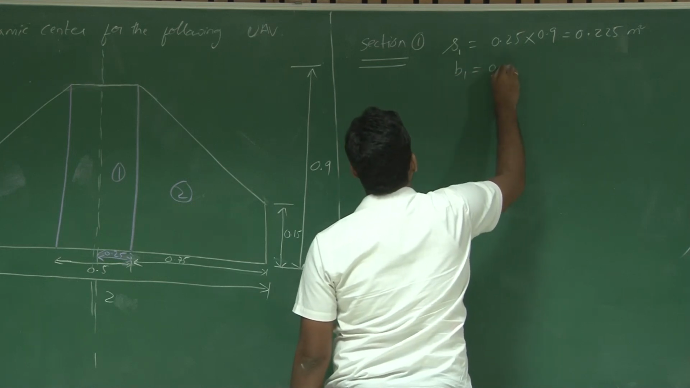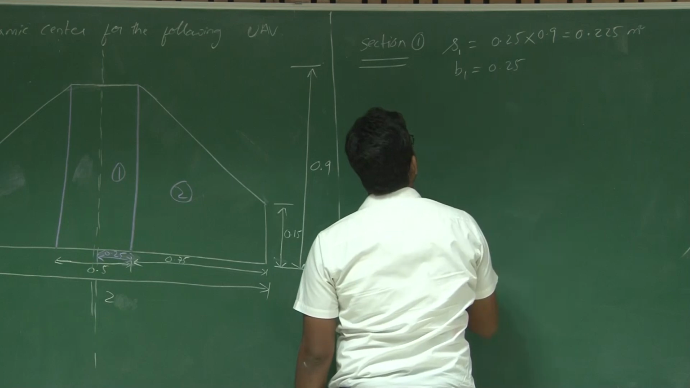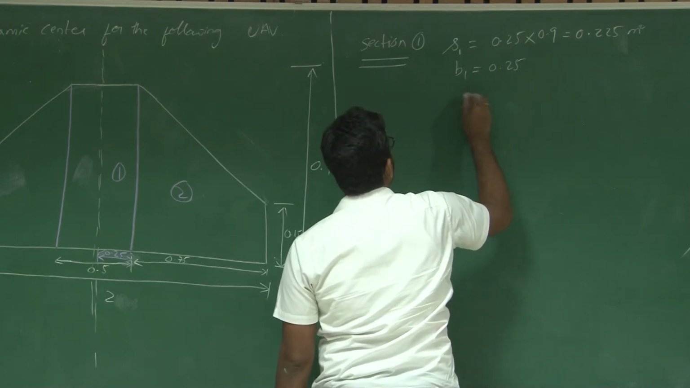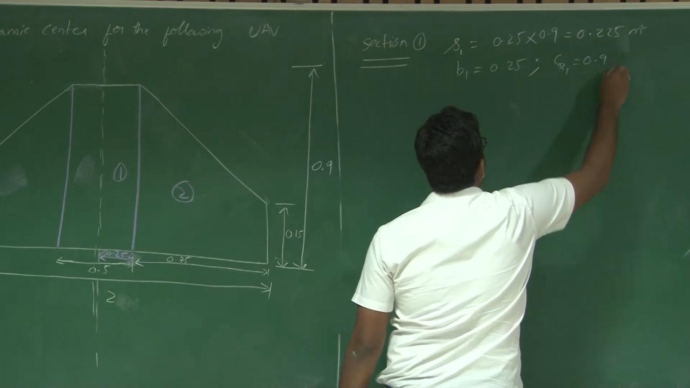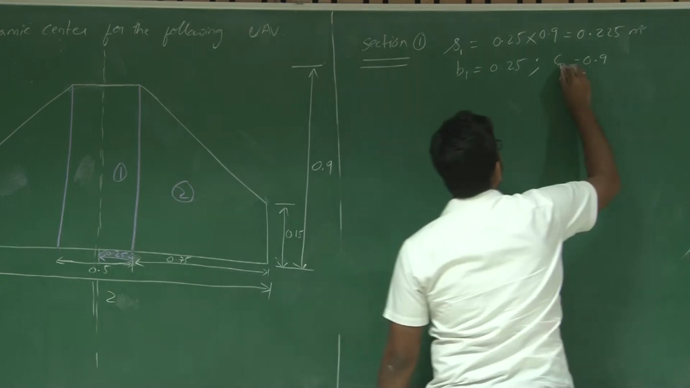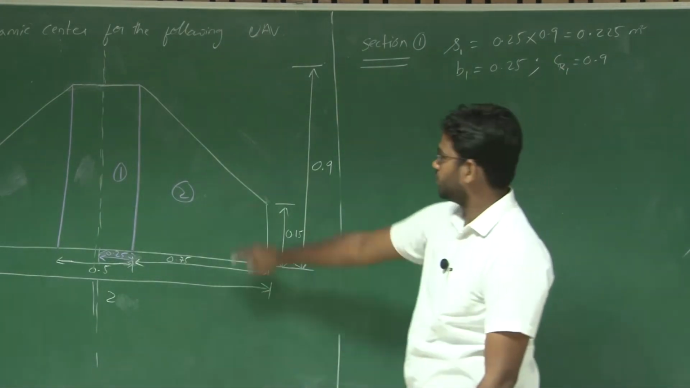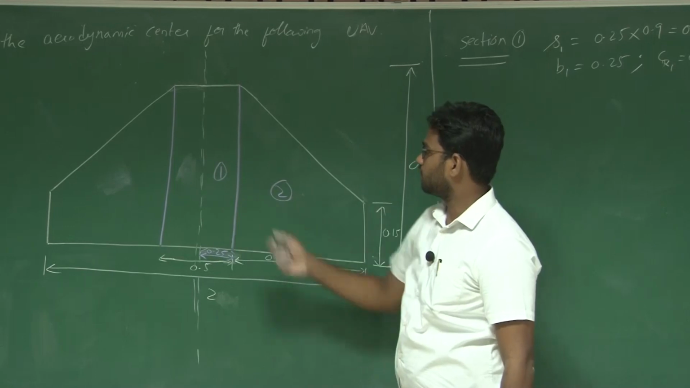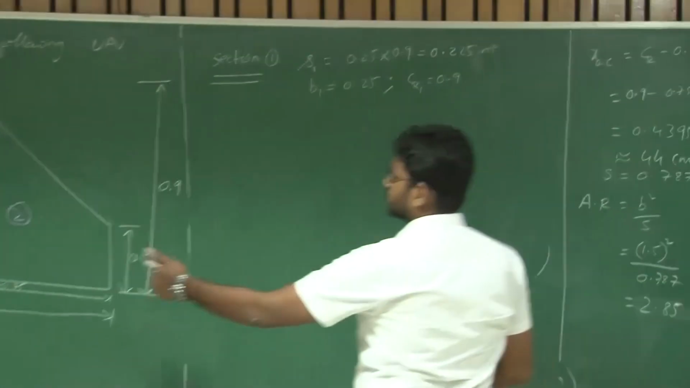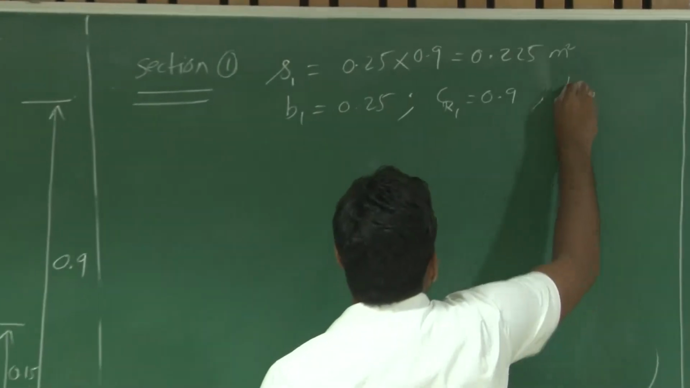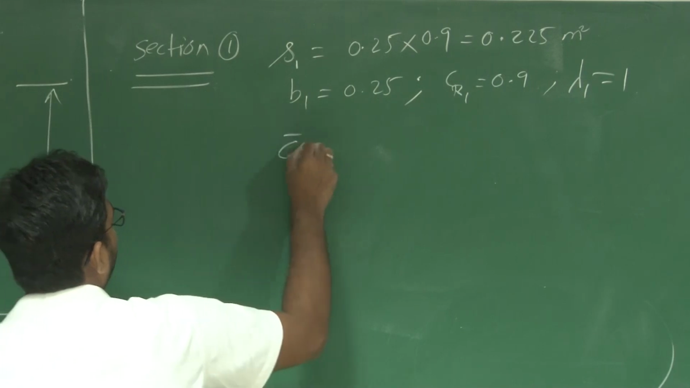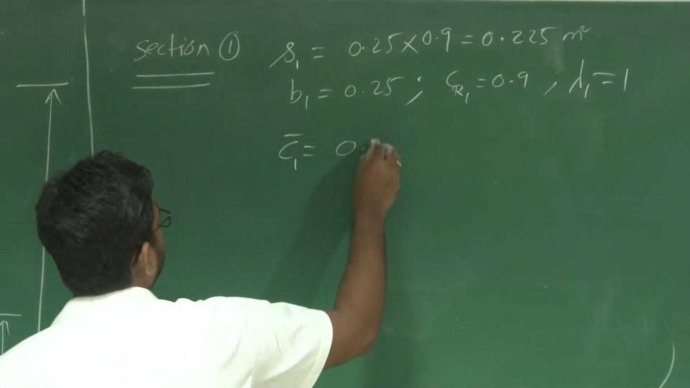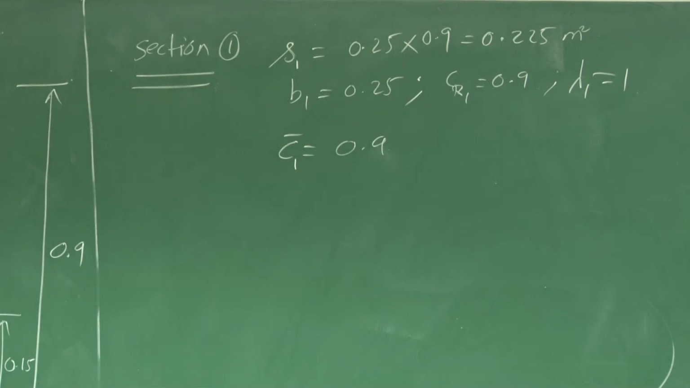And B1 here is 0.25. And CR1 is 0.9, right? What is CT? Since it's a rectangular wing, this section is rectangular, so CR1 is equal to CT1 here, right? So lambda of this particular section is equal to 1, and C bar of the first section is simply 0.9. Right. What about C bar of the second section?